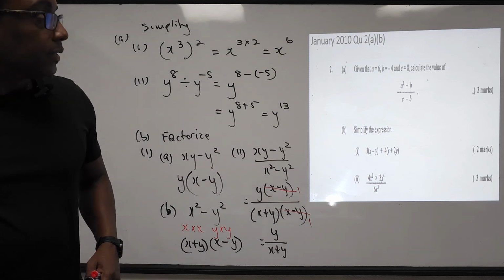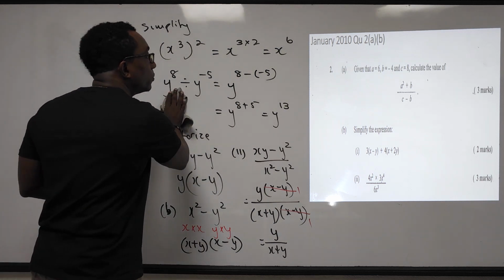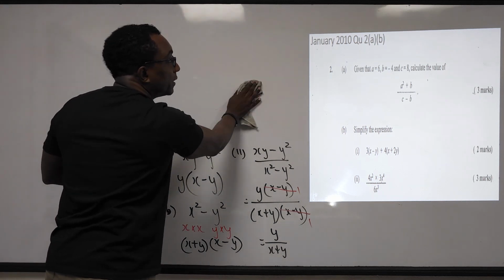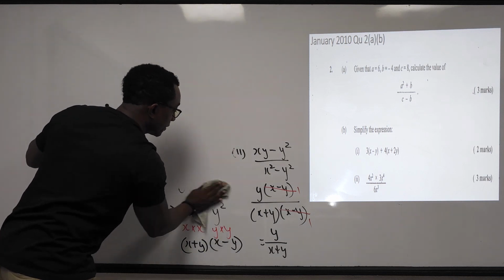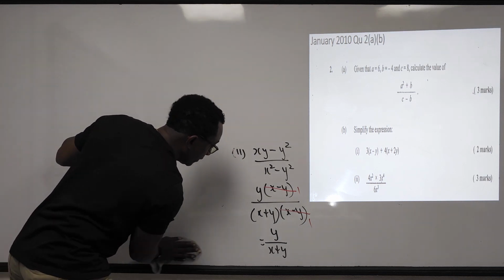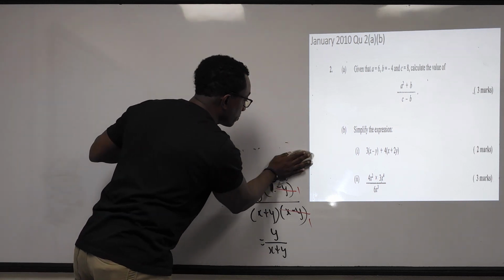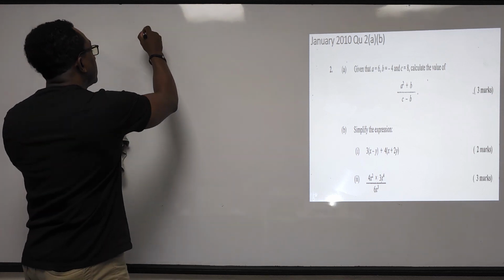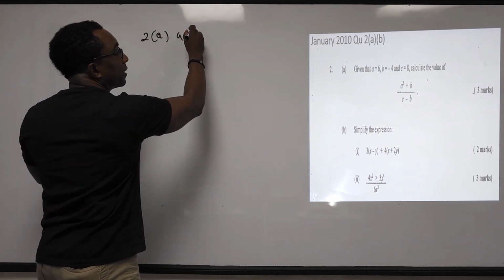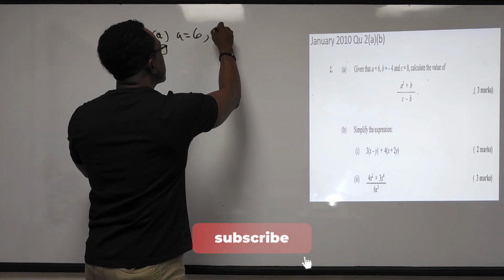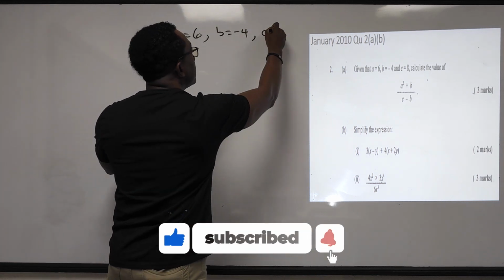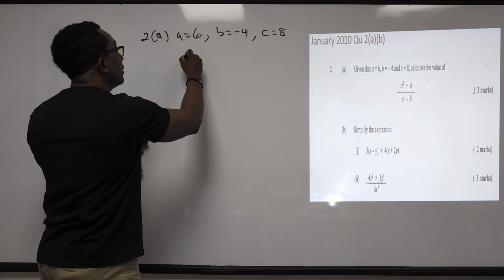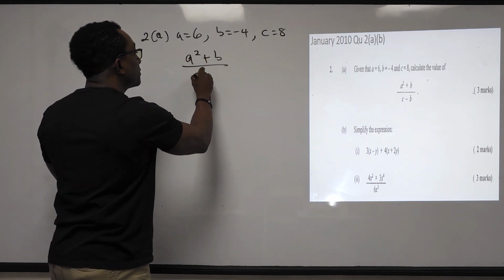So it states here, given that a is equal to 6, b is equal to -4, c is equal to 8. They want us to evaluate the value of, or calculate the value of, the expression shown. So for us to do so, we have this is 2A, A as 6, B as -4, and C as 8. Where we see A, B, and C in that expression, we're going to replace it with the number shown. This is a squared plus b over c minus b.